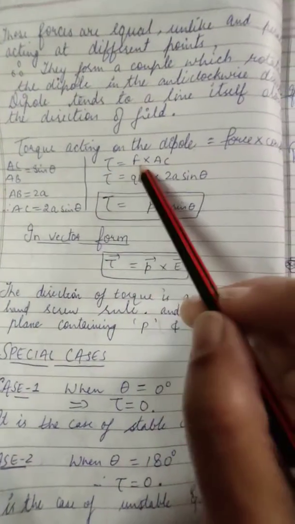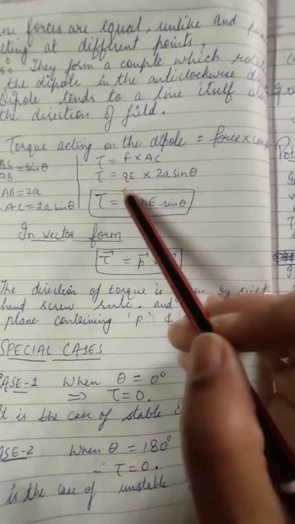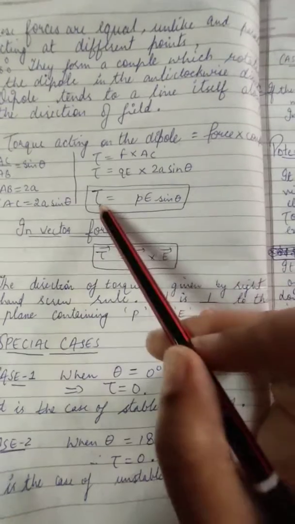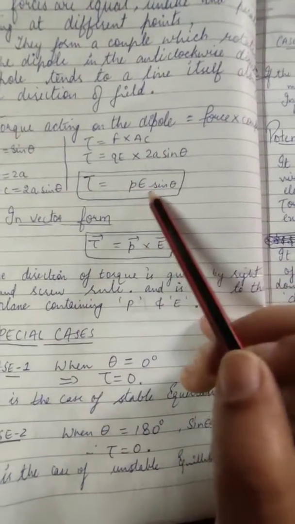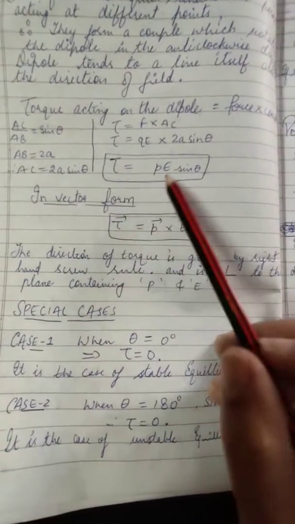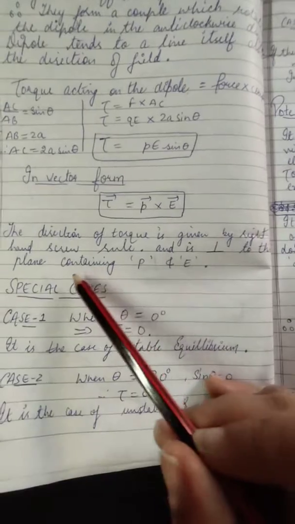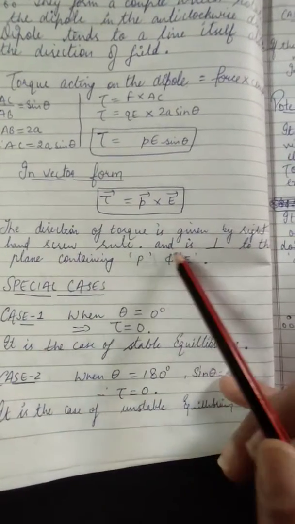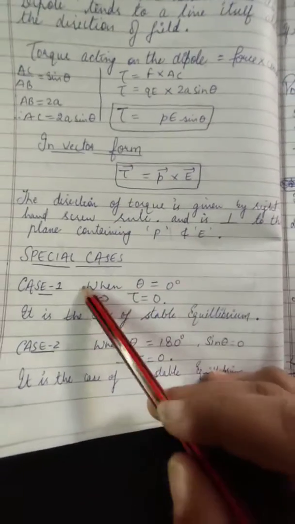Put the value, torque is equal to force into AC. We will consider the magnitude, that is force is equal to qE into 2a sine theta. Tau will be q into 2a, which becomes p, and E: pE sine theta. In vector form, you can write tau equals p cross E. The direction of torque is given by the right hand screw rule and is perpendicular to the plane containing p and E.